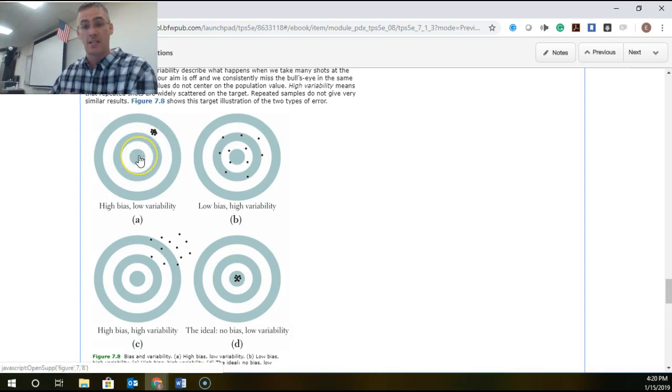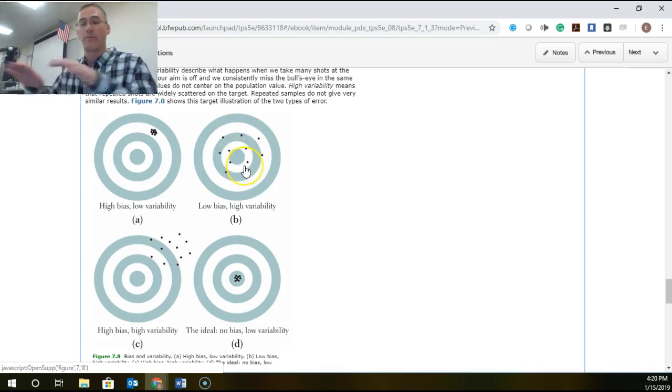The center of the bullseye is the population proportion. Okay, so this particular one has very low variability. All the dots are grouped together, but it's biased because my grouping was not centered at the population value. So this is a biased estimator, but it has low variability. This one is an unbiased estimator because it is relatively centered around the bullseye.